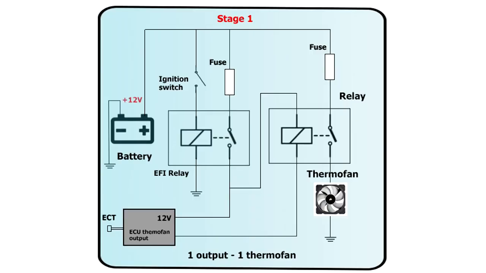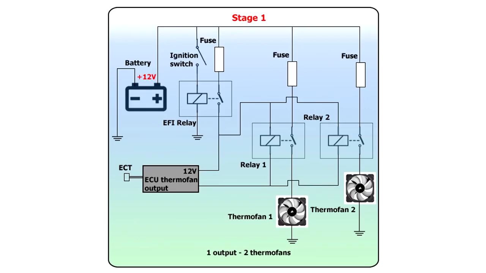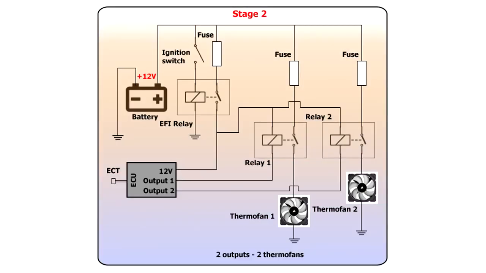So for example, if you've just got one thermofan, then you'd only have one stage. What a lot of people do is they'll have two thermofans, but they'll be run off the one output from the ECU, obviously through two relays, and they both turn on together, and then that also would be a single stage installation. Another option is to have a separate relay for each of the two fans and connect them both back to the ECU on two separate outputs. So that way when the engine gets a little bit too warm, you can turn on one fan, and if it's much too warm, then you can turn on both fans. So that would be a two-stage installation.